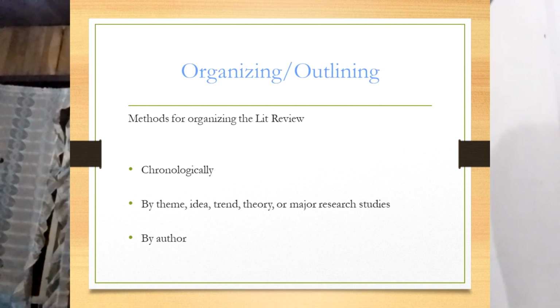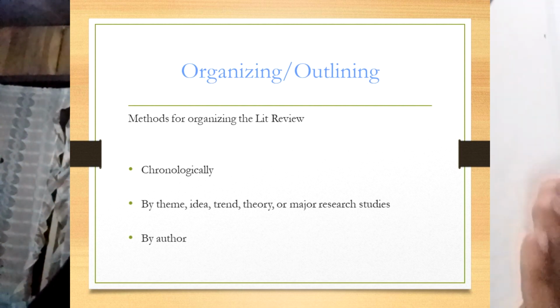So we can organize and outline our lit review chronologically. When we say chronologically, we organize the lit review from oldest to latest or latest to oldest, depending on your topic. And we can organize our lit review by theme or by idea, by trend, theory, major research. And you can also, again, organize our lit review by author. So one author, all of the information, another author, all of the information.